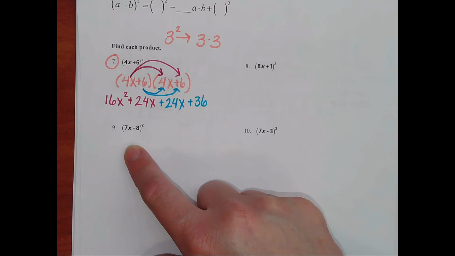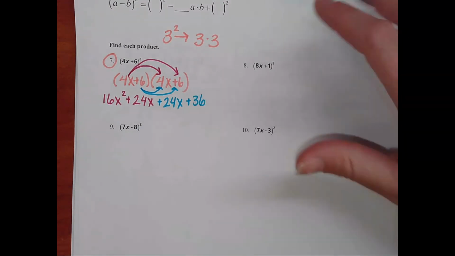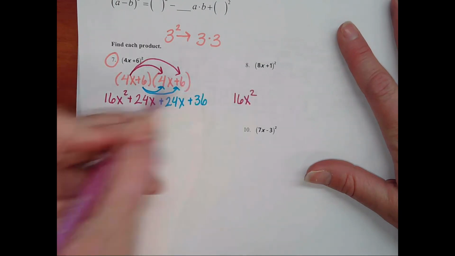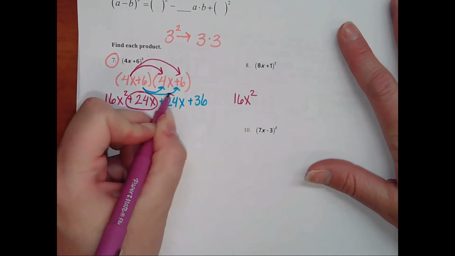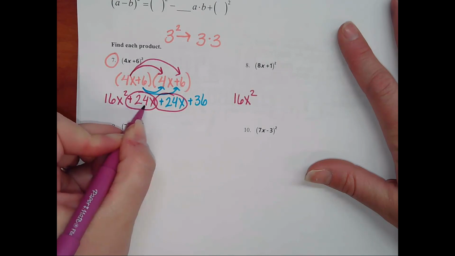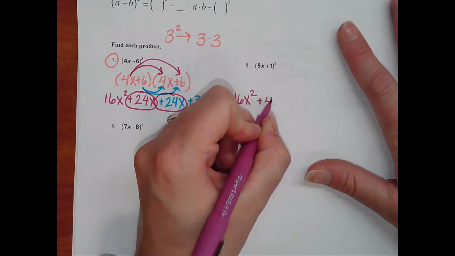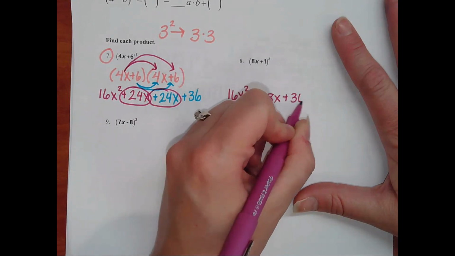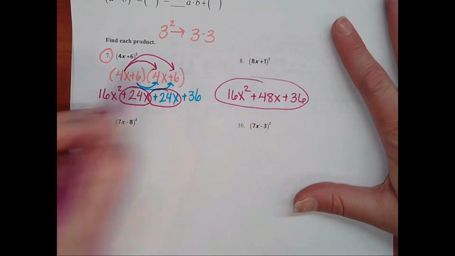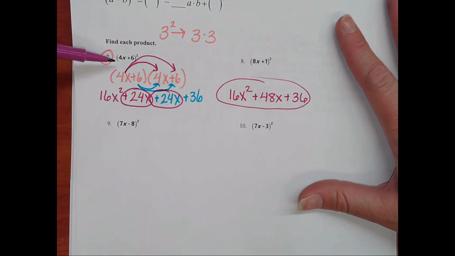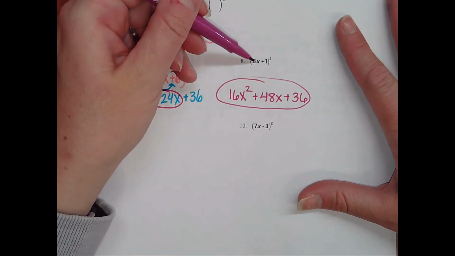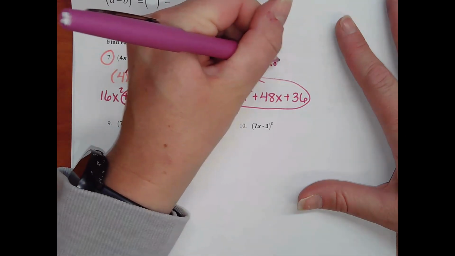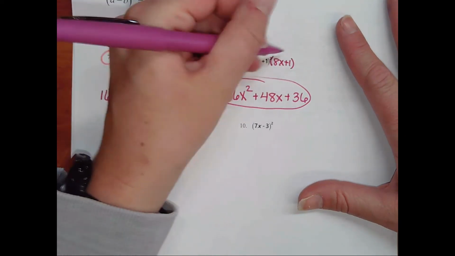Then you're going to combine like terms and write it in standard form. 16x squared has nothing to combine with. 24x plus 24x, positive 24 plus 24 is 48x. And then plus 36 on the end. And that's it. The only thing you need to make sure you do for these is, if you have 8x plus 1 squared, you would put 8x plus 1 and then another 8x plus 1. And then you can distribute and multiply it out.